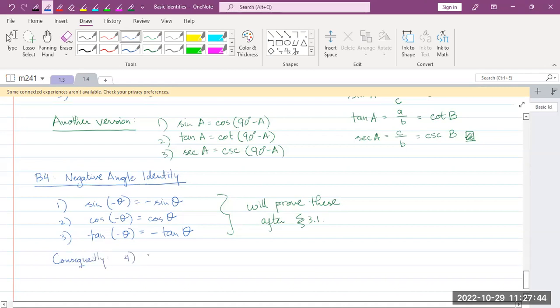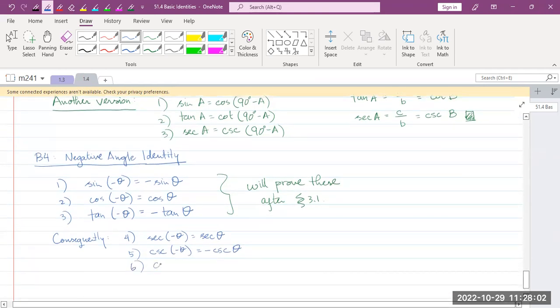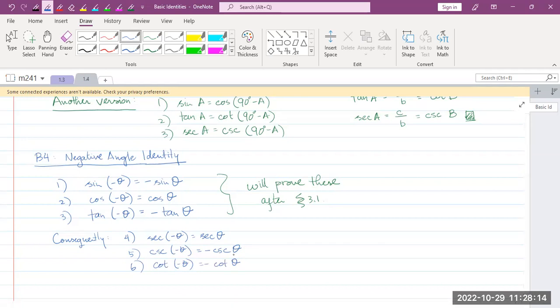Consequently, you will see that secant of negative theta is secant theta, because it is the reciprocal of cosine. Cosecant of negative theta is negative cosecant theta. Cotangent of negative theta is negative cotangent theta. For the last three that we talked about just now, you don't need to memorize them at all. But eventually you will see that it is in your subconscious. Now, these are the identities.